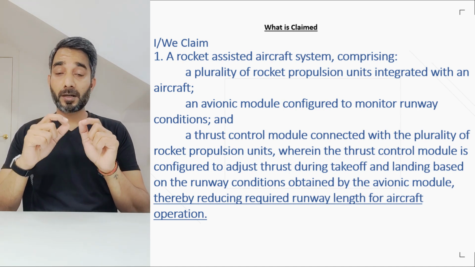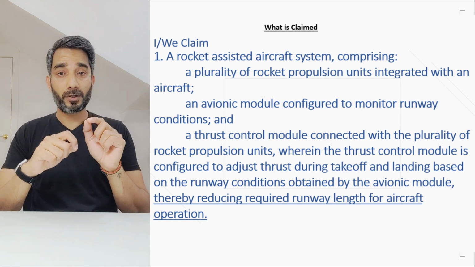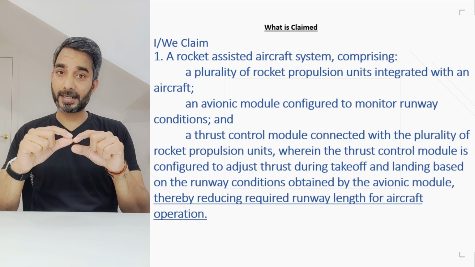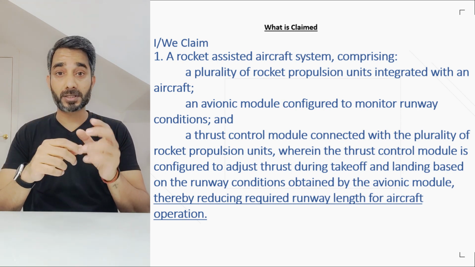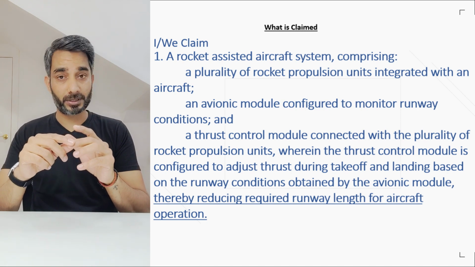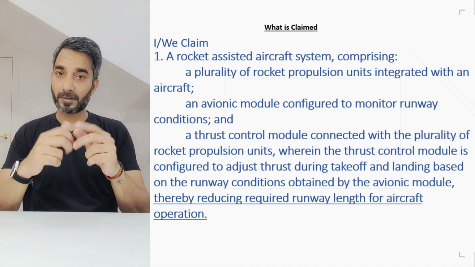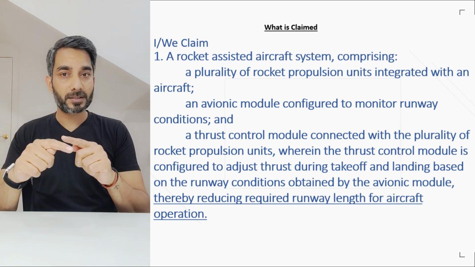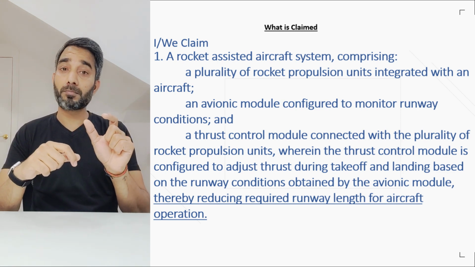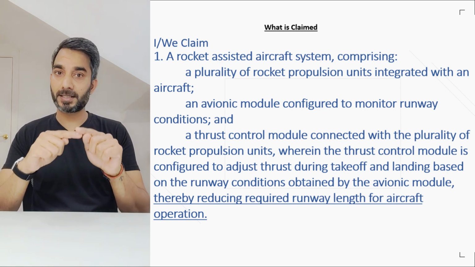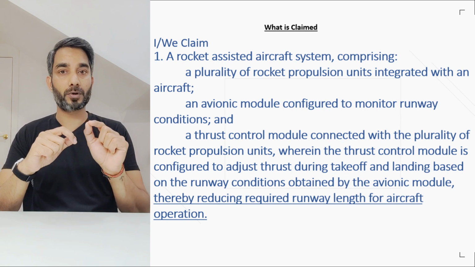First component is a plurality of rocket propulsion units. They talked about rockets integrated into the aircraft. We don't know the numbers, hence a plurality of rocket propulsion units integrated with the aircraft. Second module is the avionic module, configured to monitor the runway conditions. Third is the most important one, which takes the decision, which is the thrust control module.